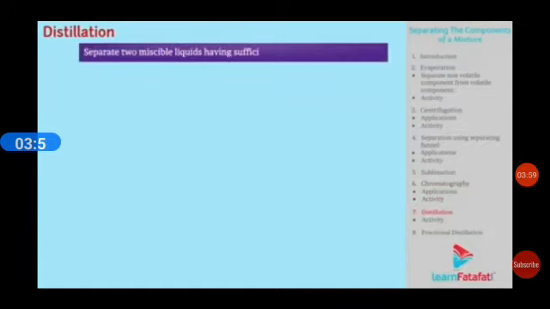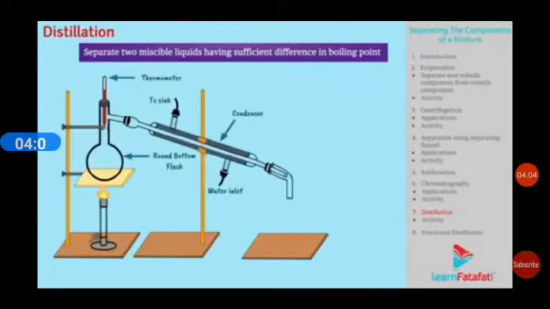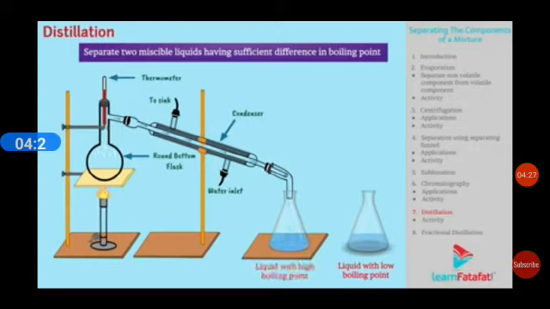Distillation. This process is used to separate two miscible liquids having sufficient difference in boiling point. In mixture, liquid with lower boiling points evaporates first, undergoes condensation and is collected in container. Liquid with high boiling point evaporates later, hence it becomes easy to separate both liquids. Let us now have a look on activity.